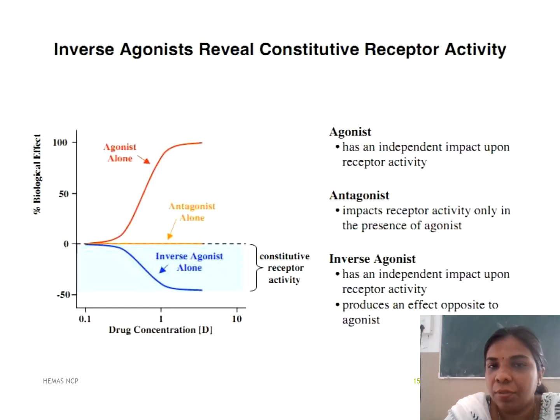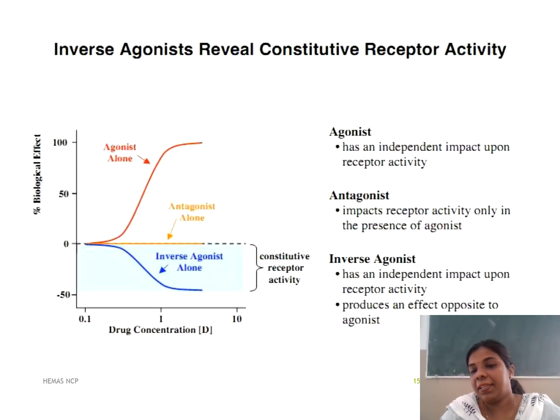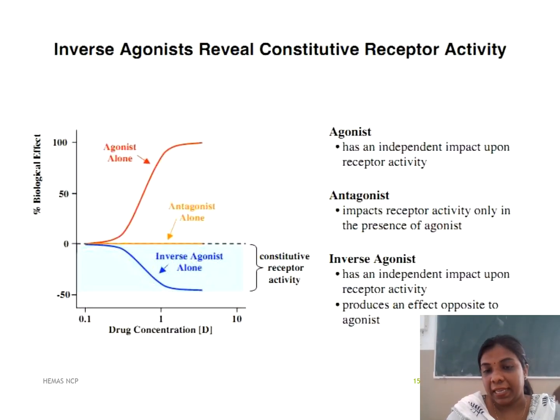So, inverse agonist reverses the constitutive receptor activity. An agonist has an independent impact upon the receptor activity. An antagonist impacts receptor activity only in the presence of an agonist. The inverse agonist has an independent impact upon the receptor activity and produces an effect opposite to the agonist. So that is the agonist, antagonist, and inverse agonist.